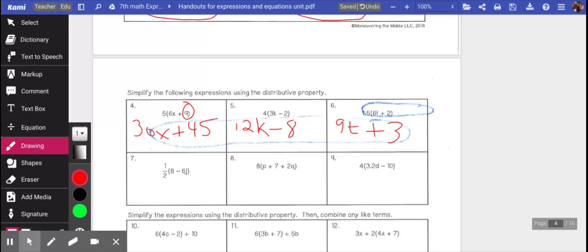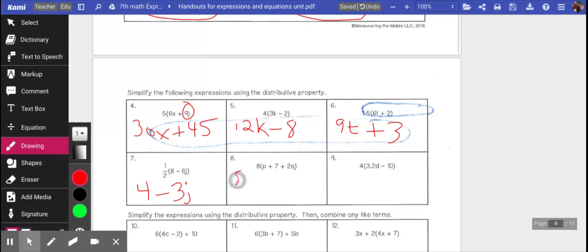And then you can pull out your calculator for the fraction, but timesing by 1/2 is the same as doing 8 divided by 2 is 4. And then a positive times a negative is a negative. And then 6 divided by 2, because that's what timesing by 1/2 is. And there you go. Next one just has 3 terms.